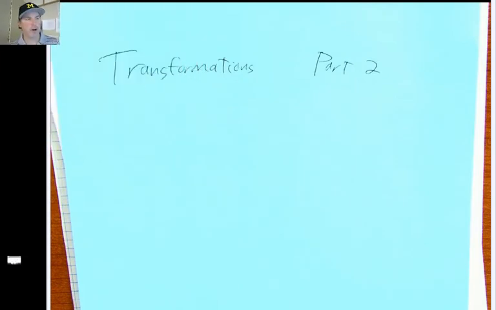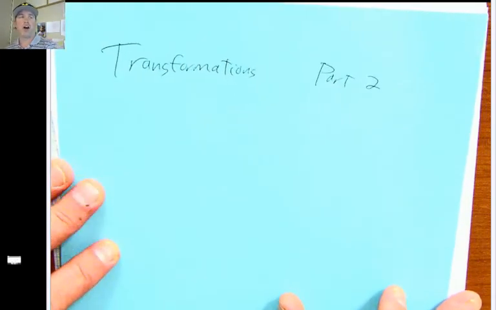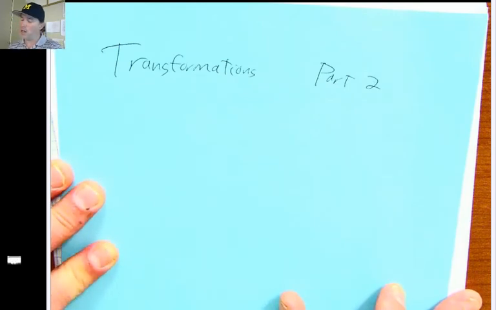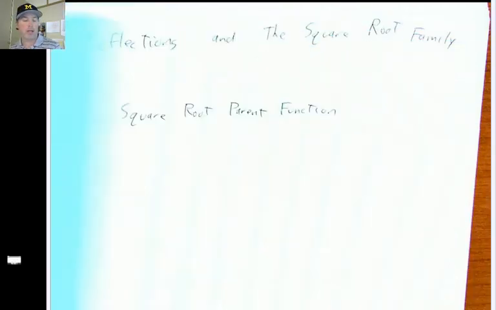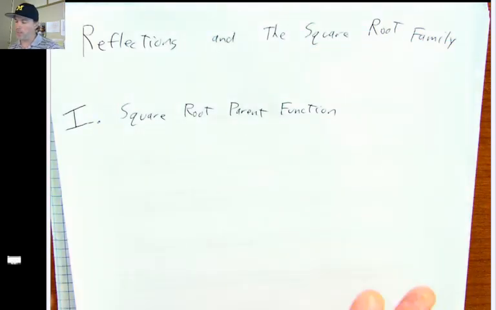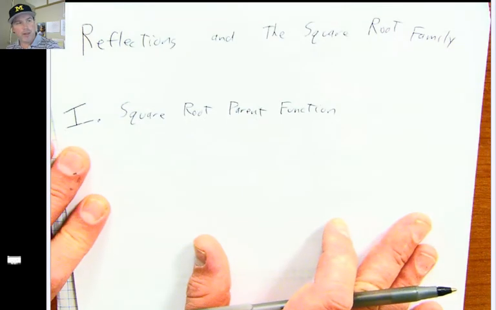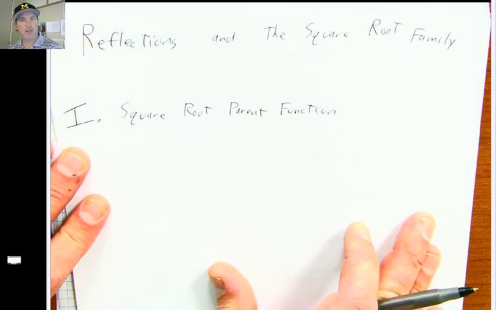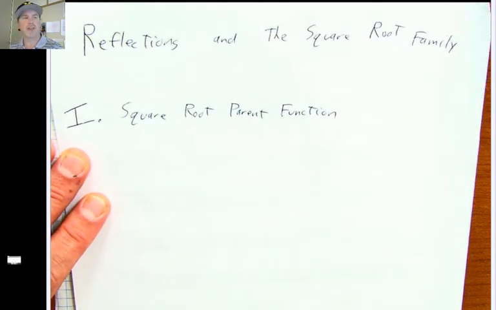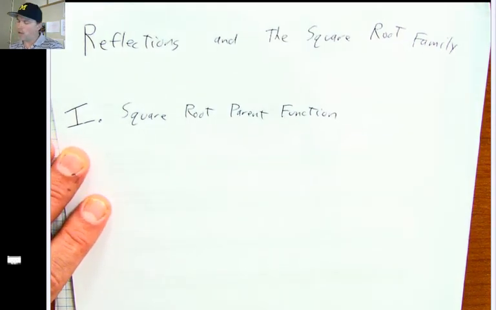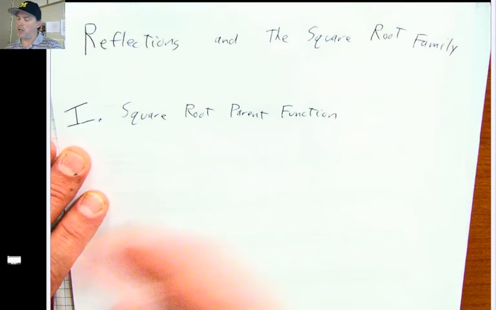Today is part 2 of a 4-part lesson. This is all about transformations. Part 1 was about translations, and if you haven't watched those lessons yet, I strongly recommend going back and looking at them. But the next one, after you understand and you've mastered translations, is to master reflections. And reflections are easiest explained if we use the square root family.